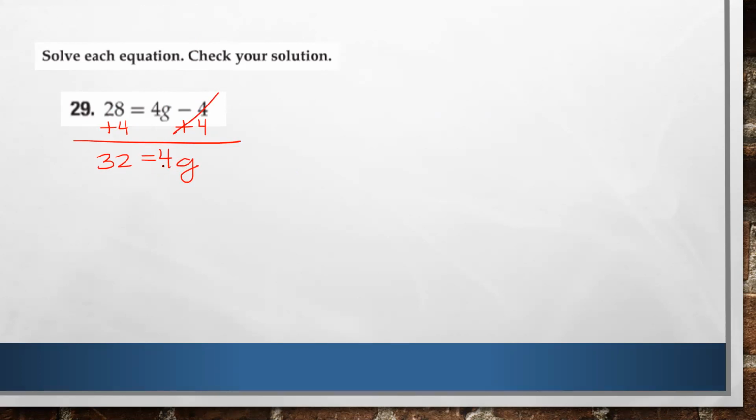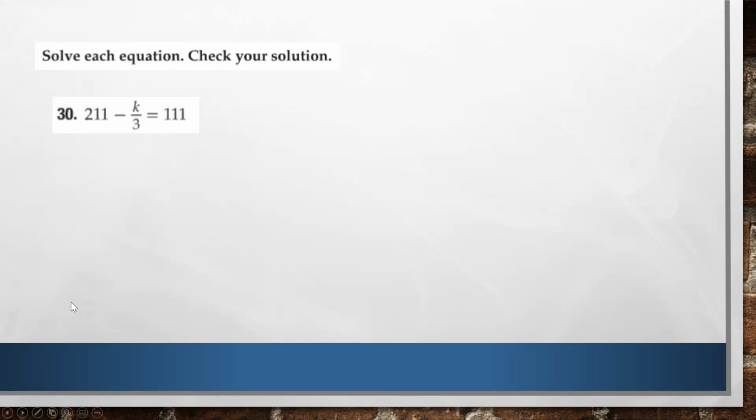So now I have a one-step equation. g is being multiplied by 4, so I do the inverse and divide both sides by 4 and get 8 equals g. All right, just a few more. So here's another two-step equation. First, I want to get rid of this 211. So I'm going to subtract 211 from both sides.